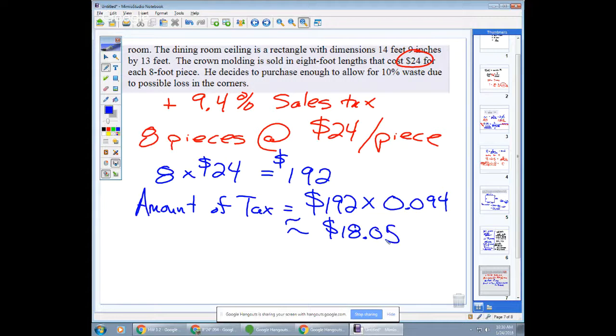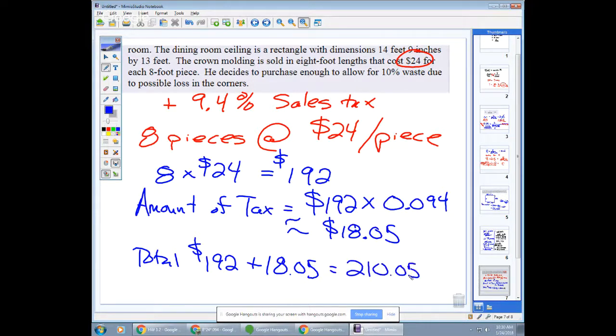And then we add that to the 192. So the total should be 192 plus 18.05. Yep, that's 210.05. So that'd be one way to do it.